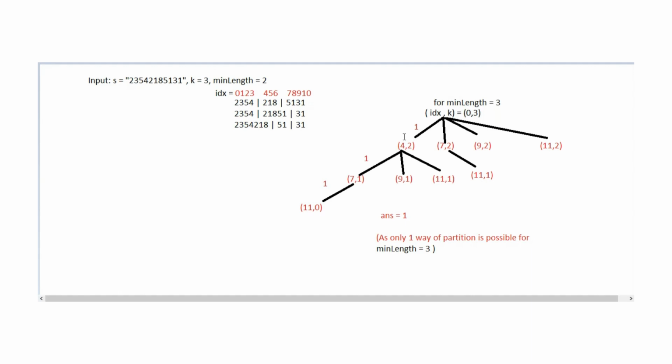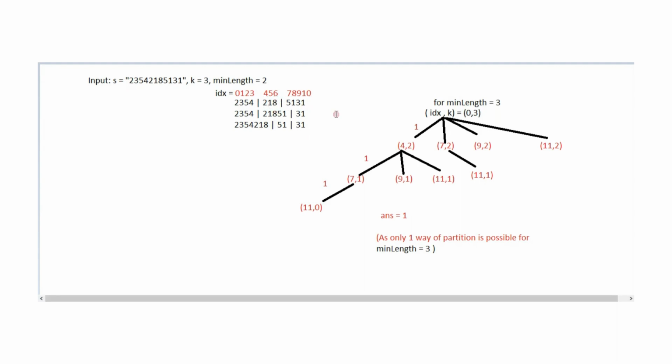So let's see further. After doing the partition at the third index, our new string is starting from 4. So we will do partitions from 4 only. We check how many such partitions are possible from 4. When we start from 4, the partition can be possible at 7, because at indices 4, 5, 6 the substring is 218, and starting from 7, the string is 5131.